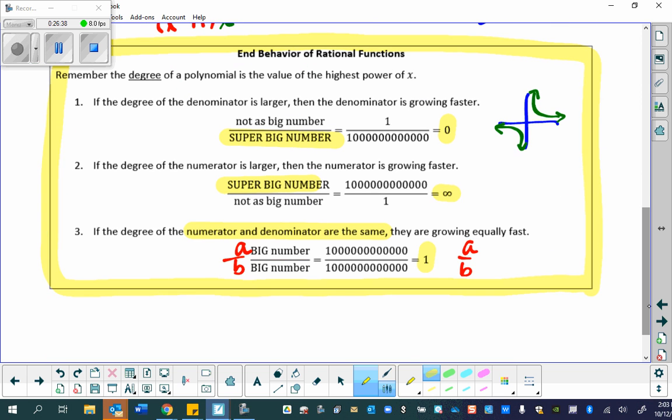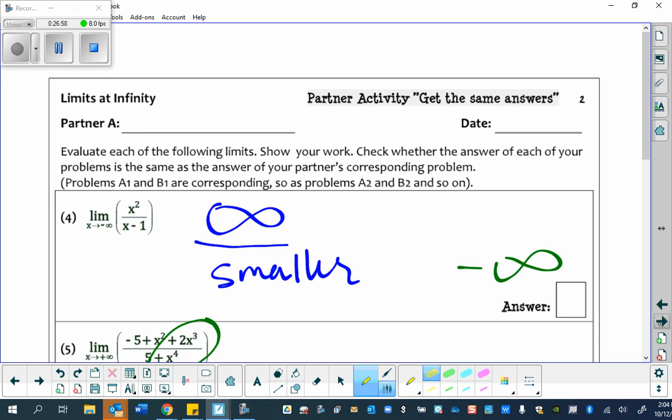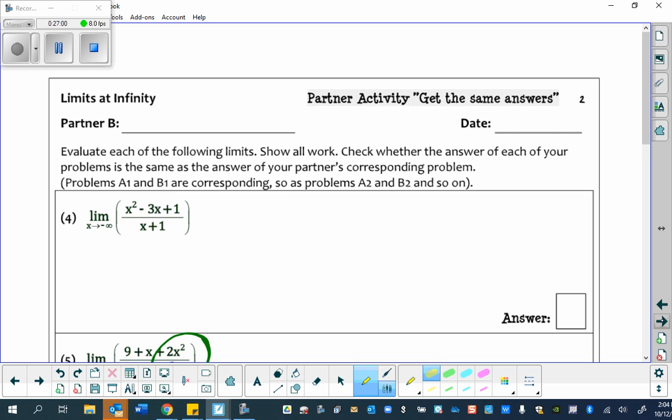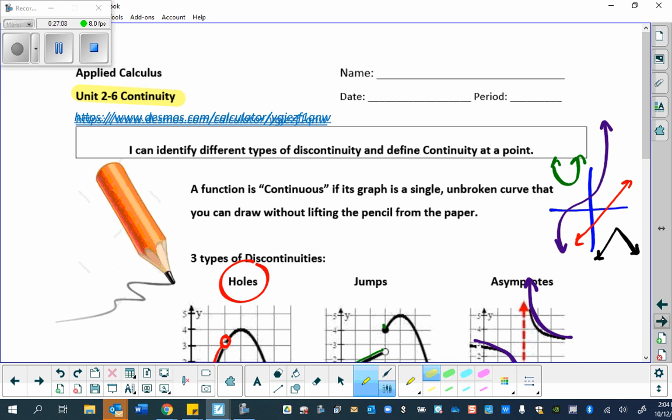I'm just looking at the coefficient, the fraction created by the coefficient. So this makes sense to me when I see a super big number in the numerator or denominator and that output. So this part of the notes makes the most sense to me. We did this partner activity where you got the same answer, partner A, partner B, doing lots of practice. We went over the homework. And then we started talking about continuity.